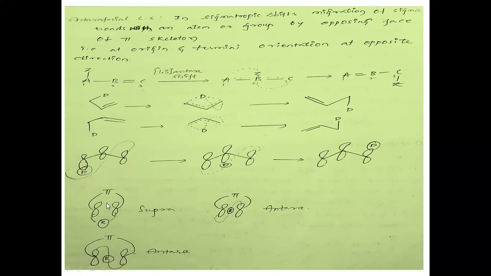If you want to represent that clearly, this is the pi skeleton. If an atom or group is migrating from lower phase to lower phase, this is suprafacial. If it moves from lower phase to the upper phase, this is antarafacial. From upper phase to the lower phase is also antarafacial. So this is the terminology of the stereochemical discussion in connection with sigmatropic shifts: suprafacial sigmatropic shifts and antarafacial sigmatropic shifts.